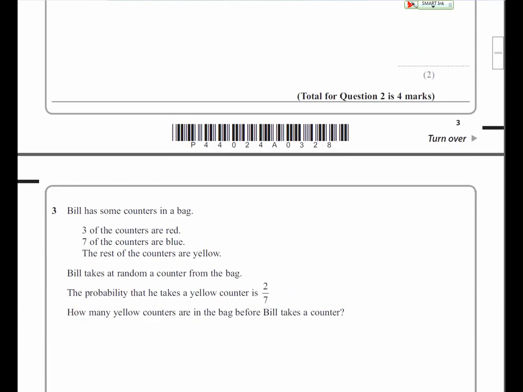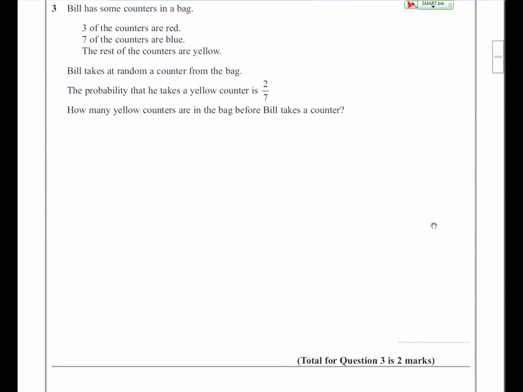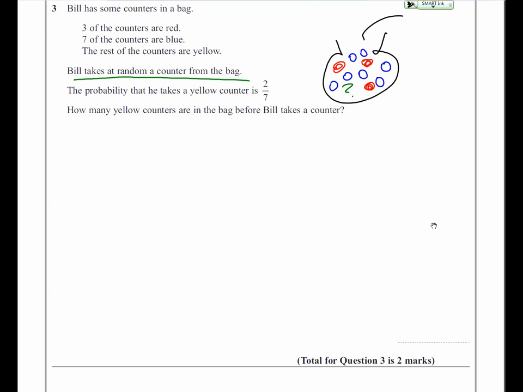Clear ink. Question 3. Bill has some counters in a bag. You guys all know I like my diagrams, especially for counters in a bag. 3 counters are red: 1, 2, 3 are red. 7 of the counters are blue: 1, 2, 3, 4, 5, 6, 7, and the rest are yellow, so we do not know how many yellow we have. Bill takes at random a counter from the bag. So he takes one out. The probability he takes a yellow is 2 out of 7. How many yellow counters are there in the bag?